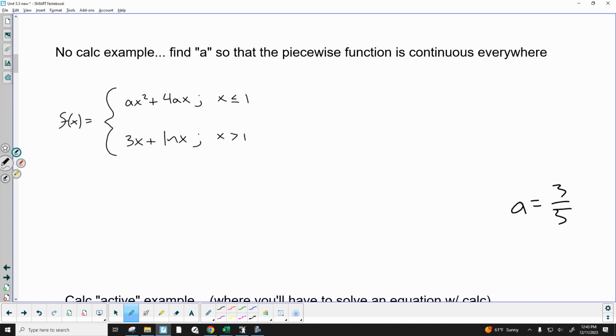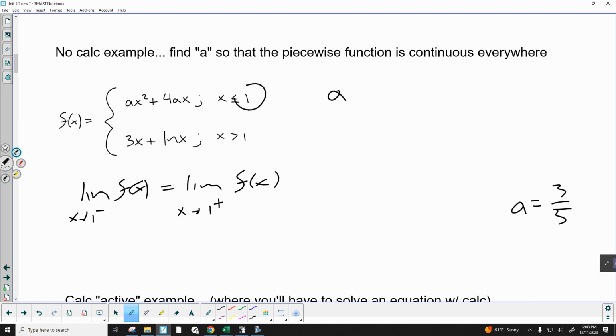All right, cool. So to ensure the function is continuous, I need to make sure that the left-hand limit at 1 equals the right-hand limit at 1. Many of you are forgoing this whole thing, and you're just plugging in 1 into the top and the bottom equation, which is what you do. But it's for x, not for a. So you get a plus 4a equals 3 plus the natural log of 1. You need to know the natural log of 1 is 0. You get a is 3/5.